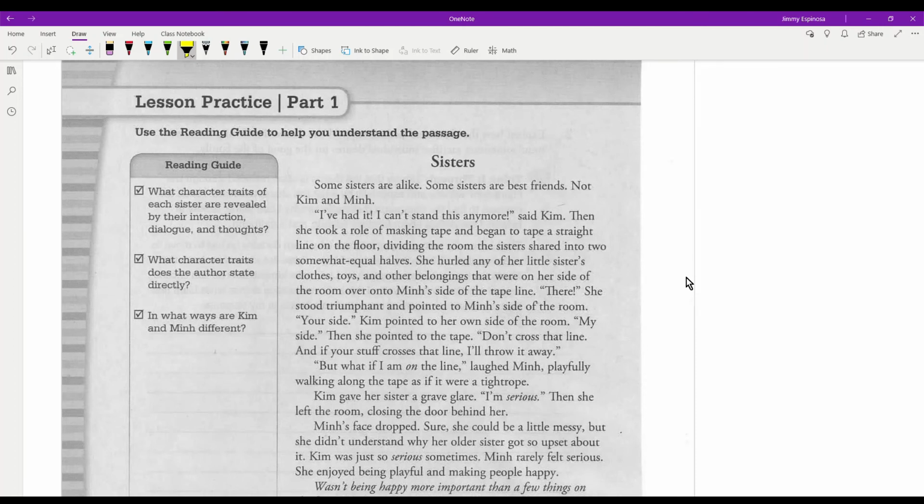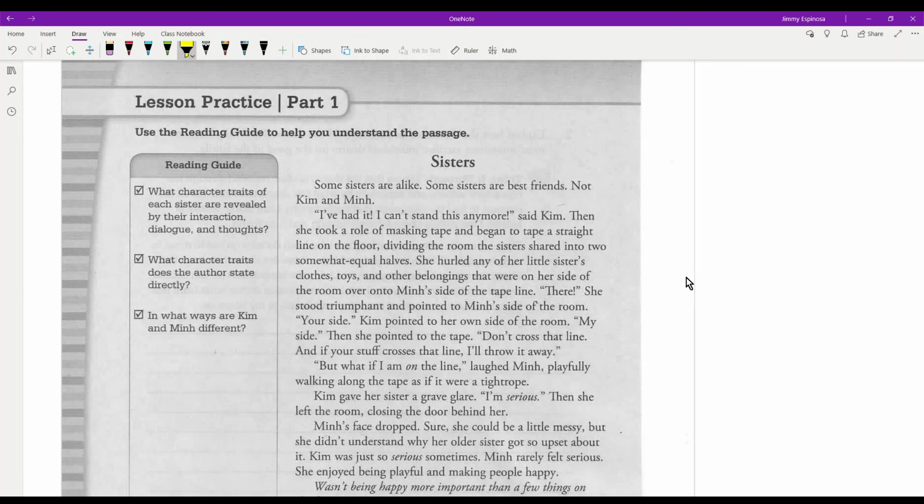Now, you're going to use the reading guide to help you understand the passage. So they have little check marks here, and those are just little tips, little ideas to think about as you are reading. This first passage for part 1 is called Sisters. The reading guide says, what character traits of each sister are revealed by their interaction, dialogue, and thoughts? You don't have to answer that. You can write down some notes on the side if you want, but you do not need to answer this. This is not for a grade.